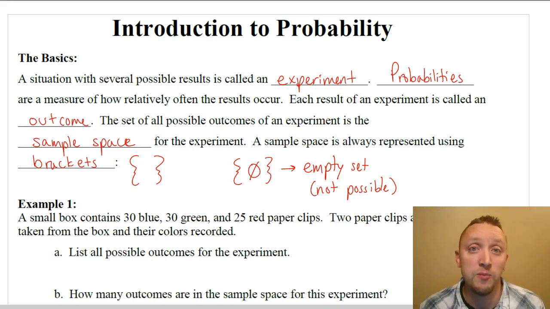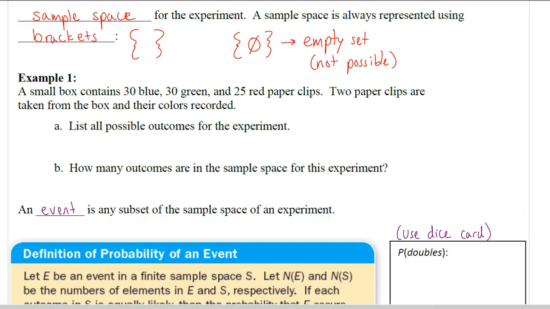So let's start by looking at an example where we can write our outcomes, or the sample space, using some of those fancy brackets. So this example says a small box contains 30 blue, 30 green, and 25 red paper clips. 2 paper clips are taken from the box and their colors recorded. We want to list all the possible outcomes for the experiment. Now it's kind of tricky because at this point, knowing that there's 30 blue, 30 green, and 25 red paper clips really doesn't matter. What we want to just figure out is all the possible different types of outcomes. So the number of paper clips is not going to affect that.